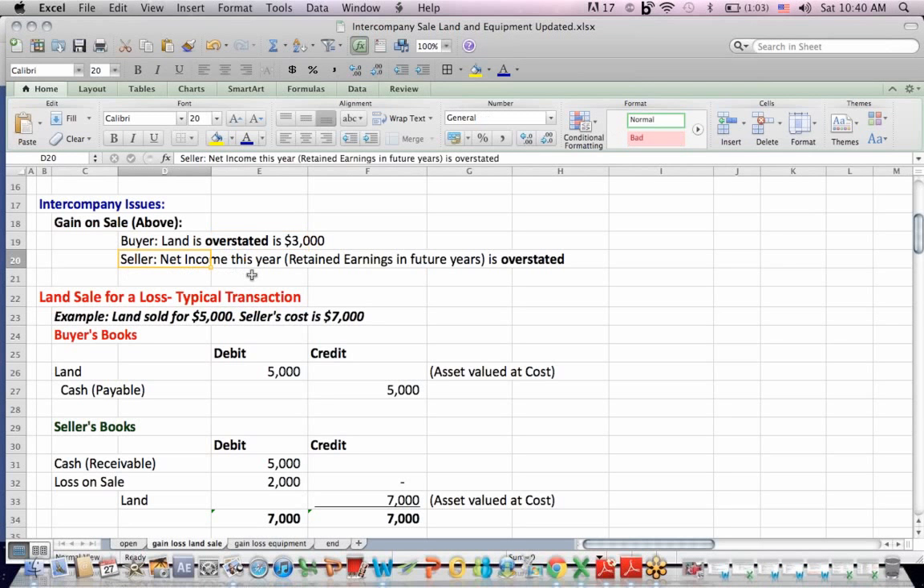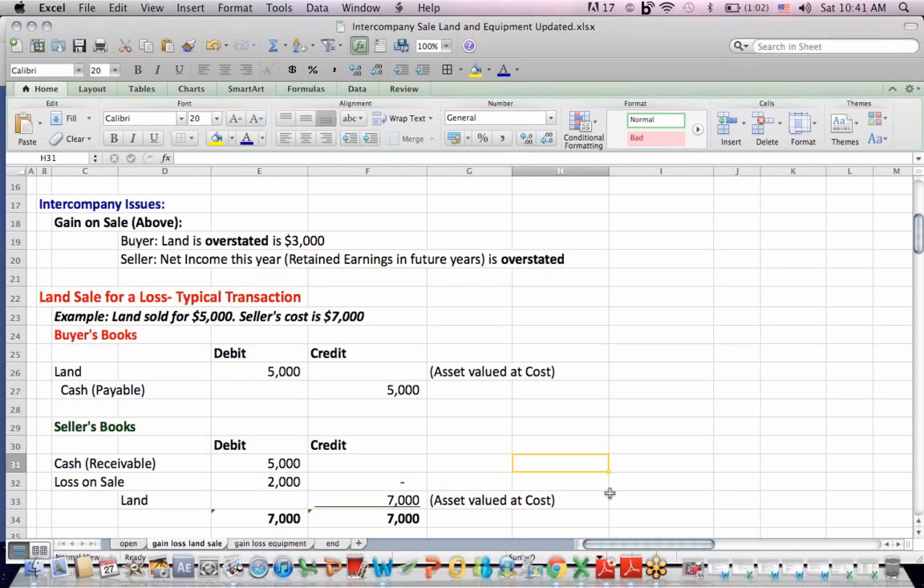Now, this is tricky. When we go past the year of the transaction, on the seller's books, instead of net income being overstated, retained earnings in future years is overstated because the $3,000 is still in the financials of the seller. So we make a journal entry to reverse, to credit land to reduce it by $3,000, and to debit net income to reduce net income by $3,000 in the current year. If it was a future year, that debit would be a debit to retained earnings to reduce it.